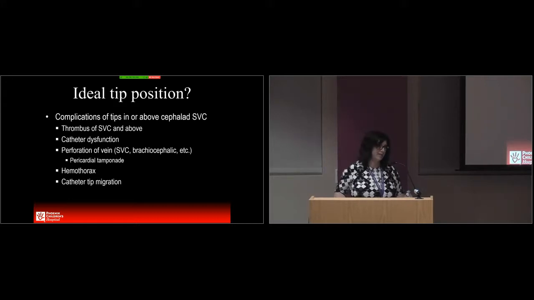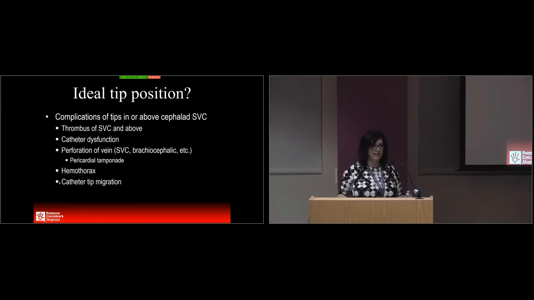For high tip position, meaning higher in the superior vena cava or even into the brachiocephalic vein, complications include thrombus of the superior vena cava and brachiocephalic veins, as well as veins above that level. You can have catheter dysfunction, which includes catheter clotting. It causes also fibrin sheath formation. And you can have perforation of veins, including the superior vena cava and the brachiocephalic veins. If you do, you can get a cardiac tamponade. You can also get hemothorax from blood dissecting into the pleural space.